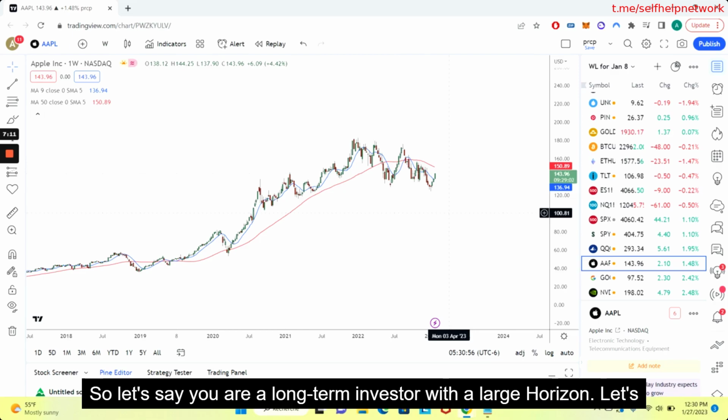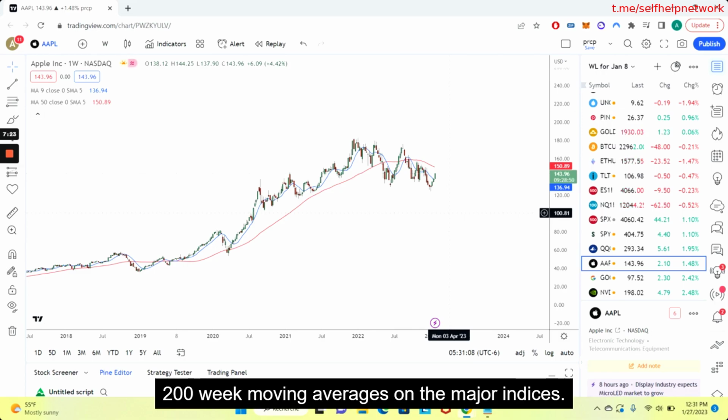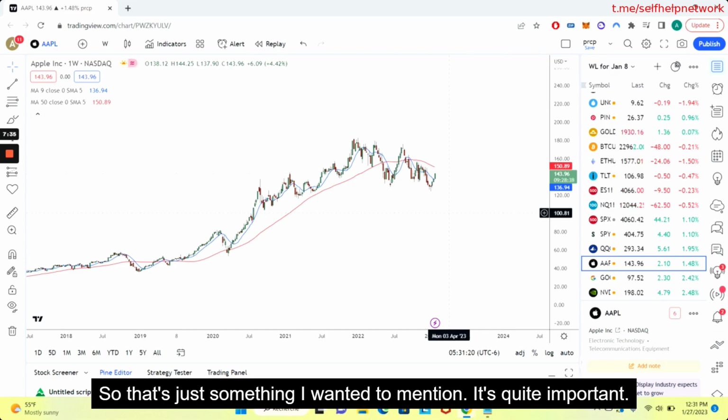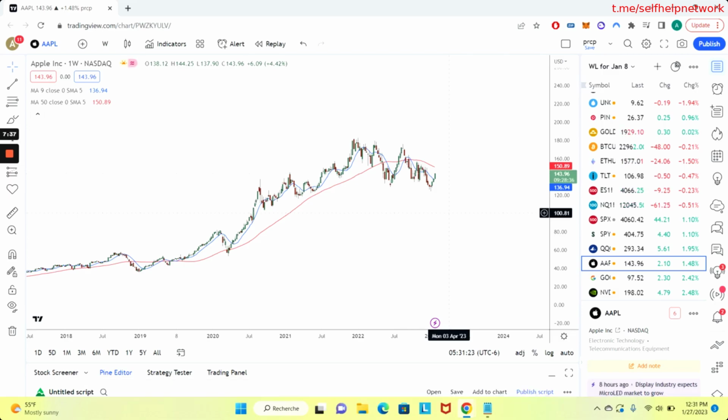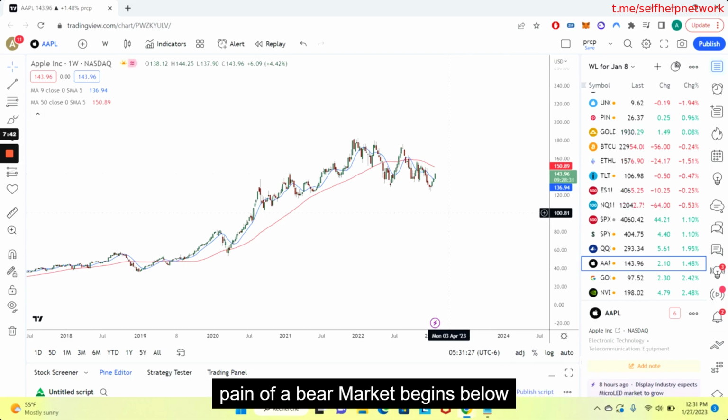So let's say you are a long-term investor with a large horizon, let's say 10 years or something. Even if you hold through the short-term variations, once price starts closing below the 200-week moving average on the major indices, you should have nothing in your portfolio. That's where the majority of the pain in a bear market comes. So that's just something I wanted to mention. It's quite important. And a lot of big traders have mentioned how the real pain of a bear market begins below the 200-week moving average.